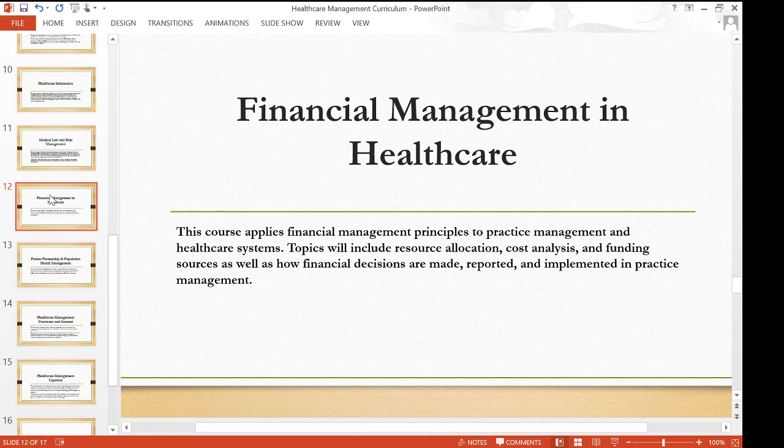Next subject: financial management in healthcare. This course applies financial management principles to practice management and healthcare system. Topics will include resource allocation, cost analysis, and funding sources, as well as how financial decisions are made, reported, and implemented in practice management.